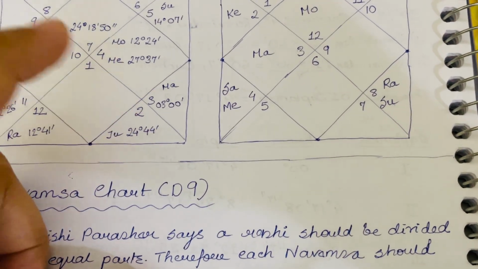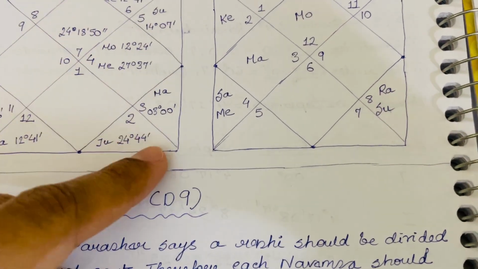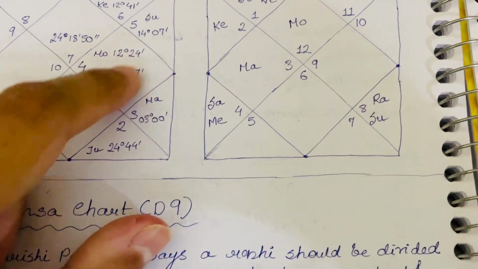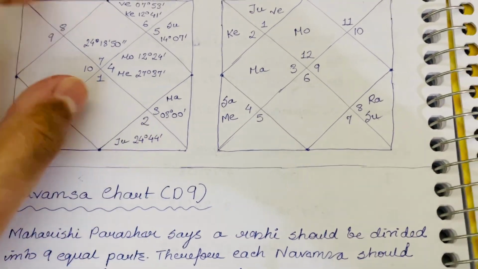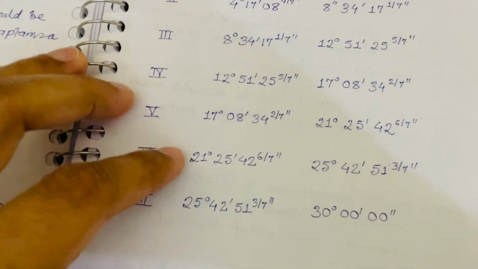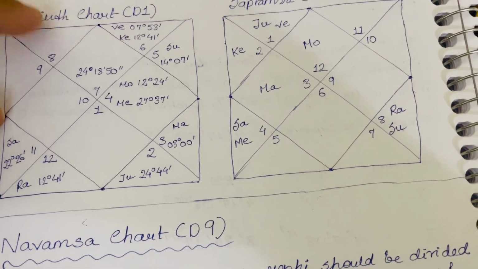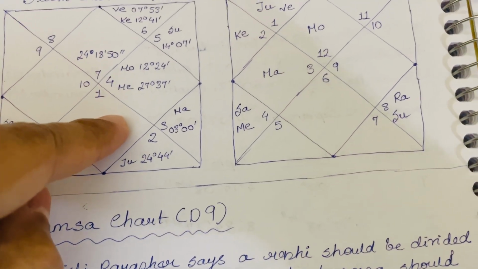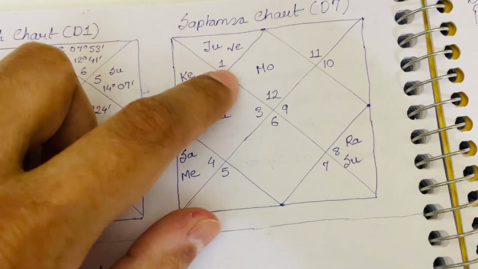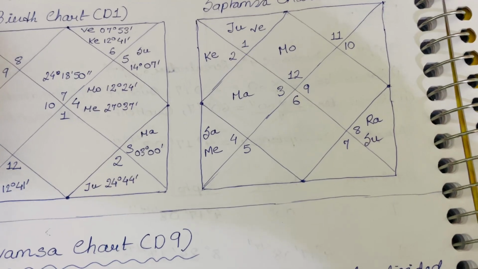Now let's come to Jupiter. This is again an even Rashi. Even Rashi means counting will start 7th from this particular house: 1, 2, 3, 4, 5, 6, 7. So counting will start from Scorpio. 24 degree 44 minutes means it's in the 6th Saptamsha. Counting will start again, 6 from here: 1, 2, 3, 4, 5, 6. So Jupiter will come in the sign of Aries in the Saptamsha chart. Alright, this is how we are creating and calculating our Saptamsha chart.